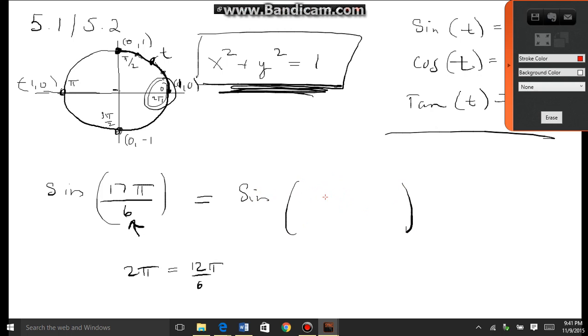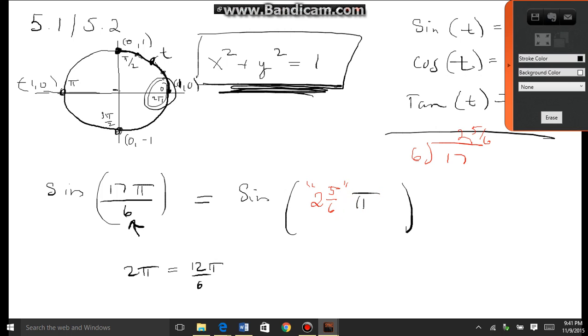Sine, 17 divided by 6 is 2 and 5 sixths left over, I believe. 12, yep, 2 and 5 sixths. In quotation marks, because you would never write it like this, pi.